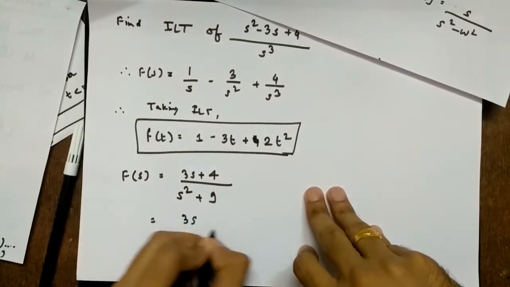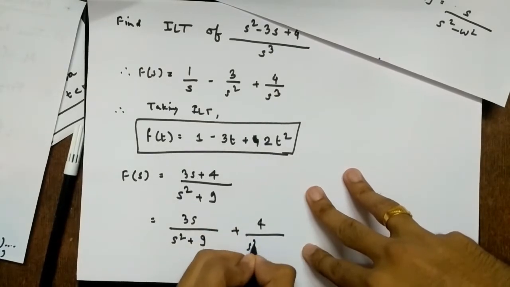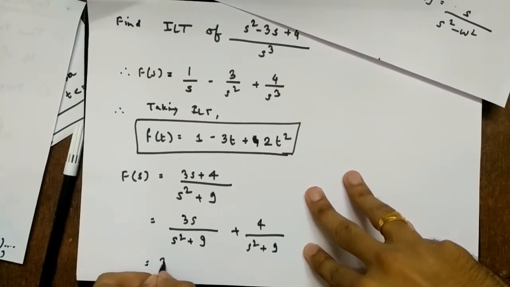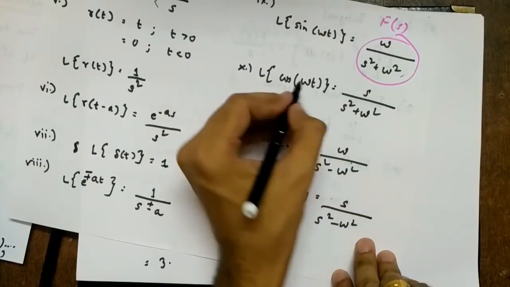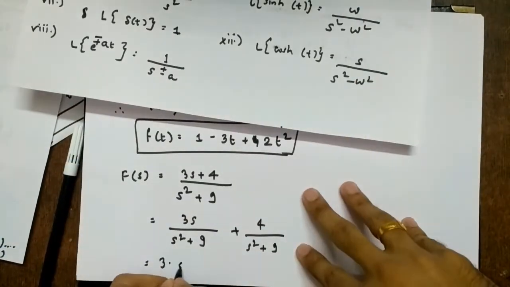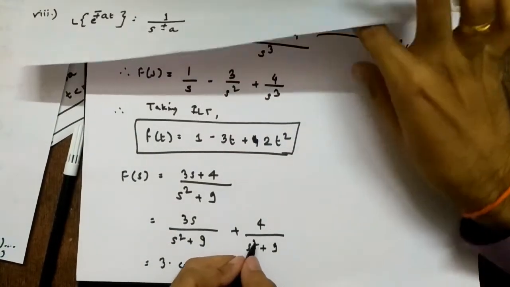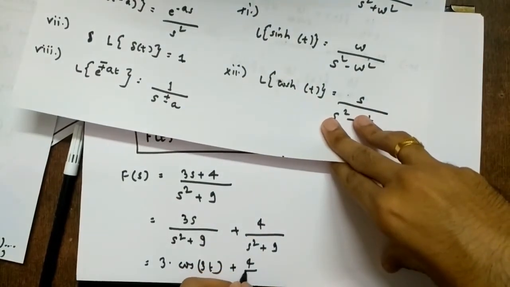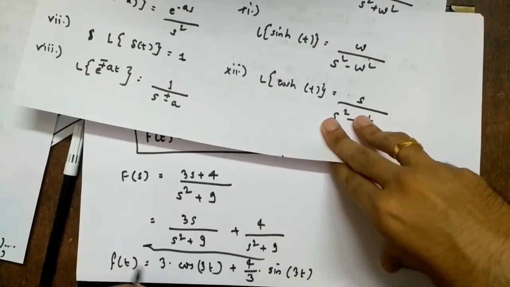So first separate it. I'll get 3s upon s square plus 9 plus 4 upon s square plus 9, right? So what is this? 3 into s upon s square plus 3 square. So s upon s square plus 3 square is cos of 3t. So the inverse Laplace will be 3 cos of 3t plus, what will this be? For this we require 3 upon s square plus 3 square. So I'll divide and multiply by 3. So this will become 4 by 3 into sine of 3t, right? So this is my f of t. I am taking the inverse Laplace transform, right?